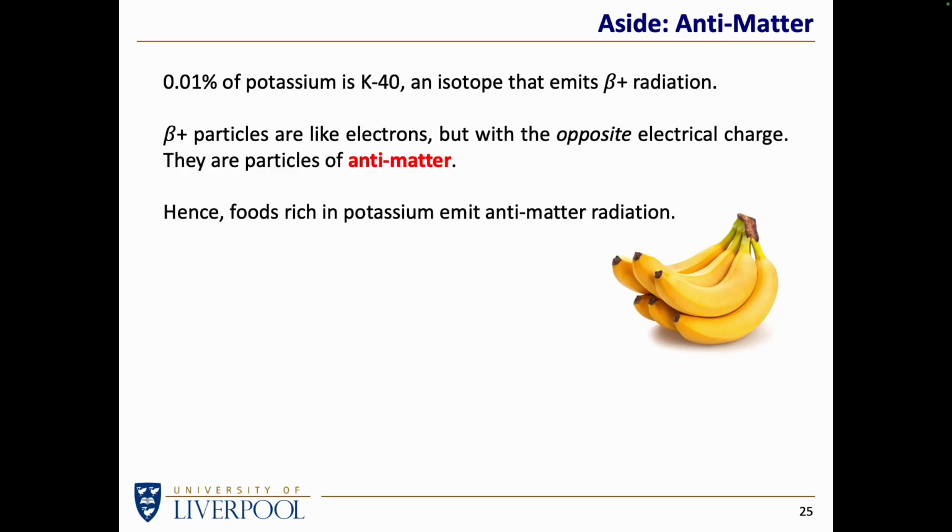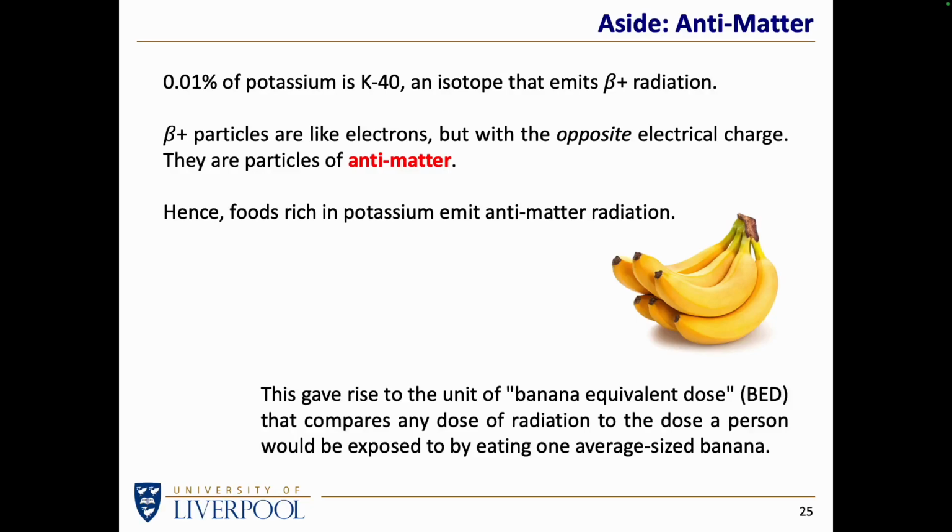And because bananas emit radiation, some time ago people said, well, why don't we have a unit of radiation that's relative to bananas? What about the banana equivalent dose? Instead of talking about REMs or RADs or all these other units that nobody knows about, why don't we just compare it to the radiation from a banana? It was done somewhat jocularly, but actually it proves to be quite useful in a sense.